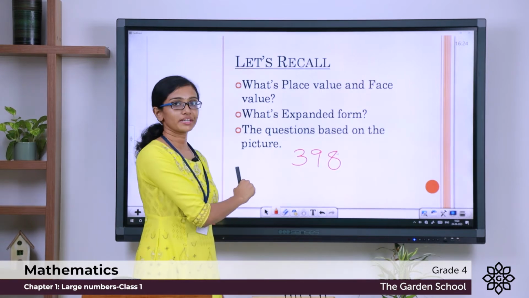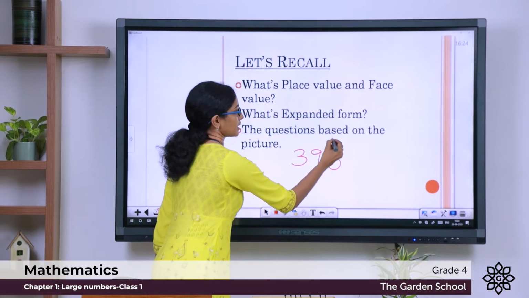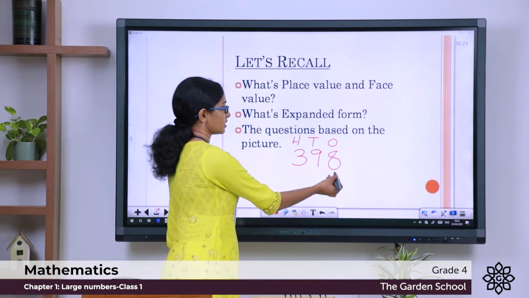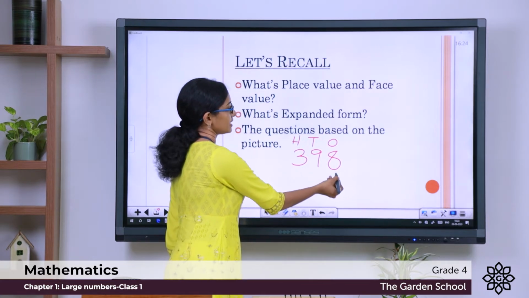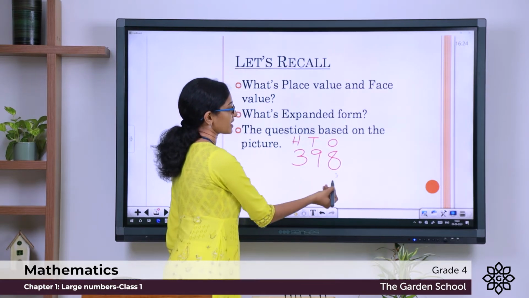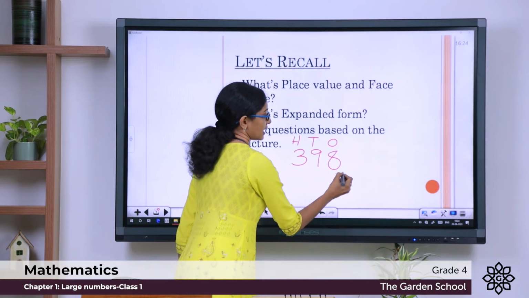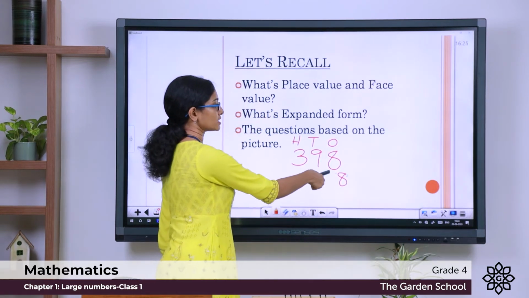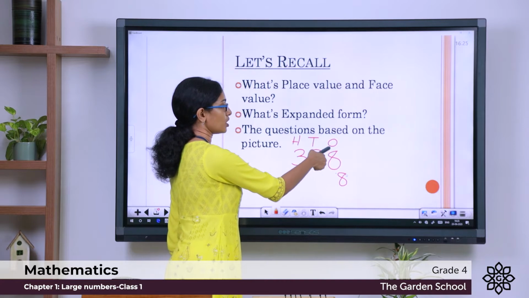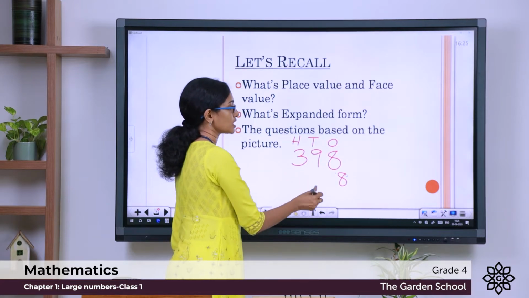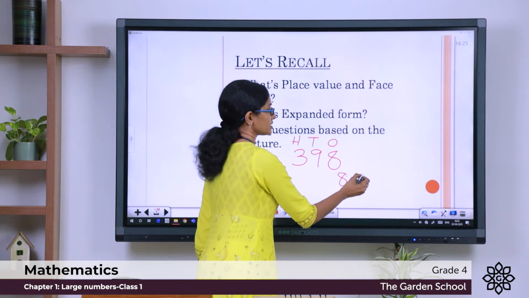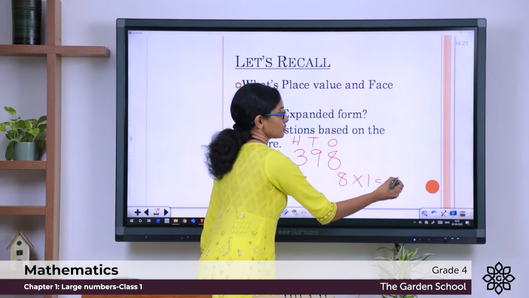It has 8 in ones place, 9 in tens place and 3 in hundreds place. The face value of digit 8 is the digit itself, which means the face value of 8 is 8, and place value is the value of this digit based on its position or place. Its place is ones, so the place value will be 8 times ones or 8 ones, which is equal to 8.